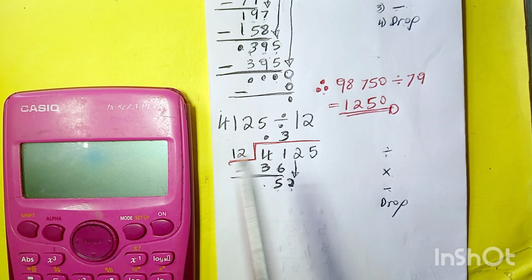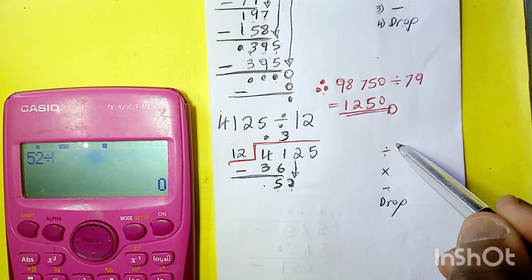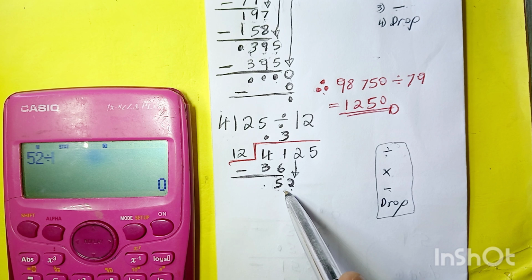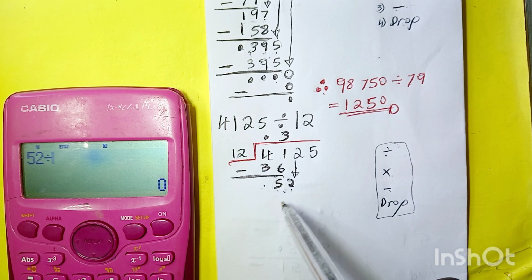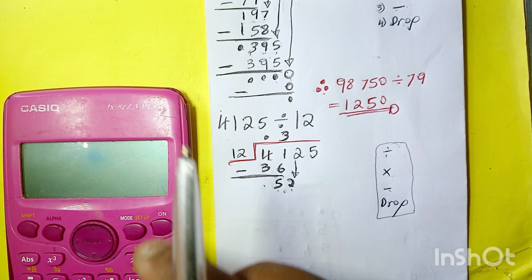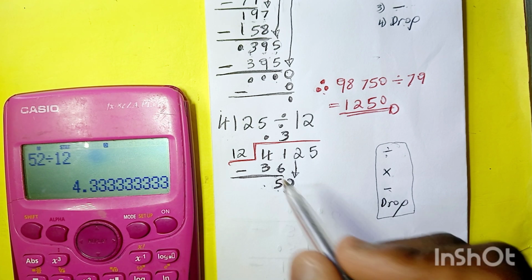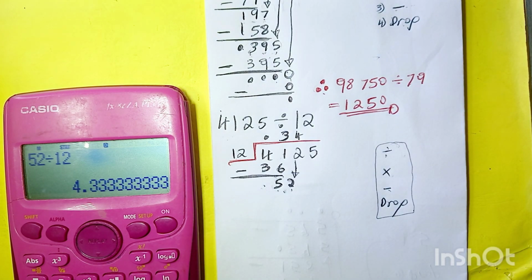So you say 52, divide. You are starting again. You're repeating your step now because you got a new number. After you drop, you repeat your step if you got a new number. So let me repeat my step. I'll say 52 divided by 12. So here I get 4 as my answer.